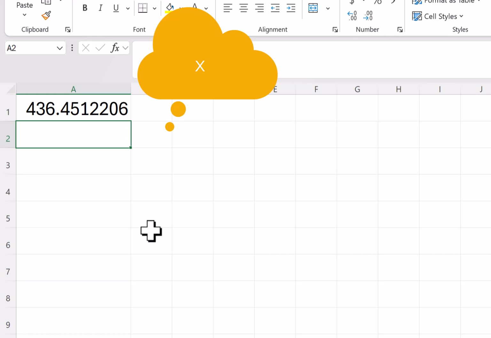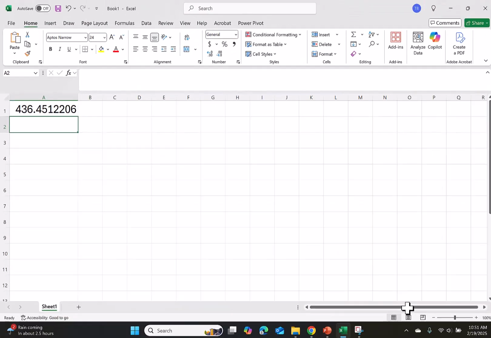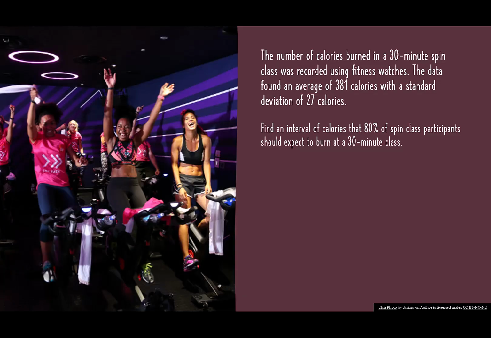Z is for a standard normal distribution. We usually call values x when they're for a normal distribution. What does this tell us? This says 98% of the class burned less than 436.45 calories. So let's go back to our situation and answer another problem.